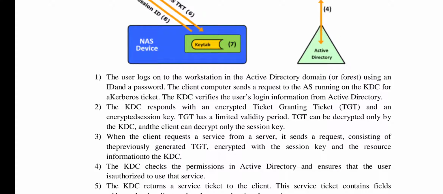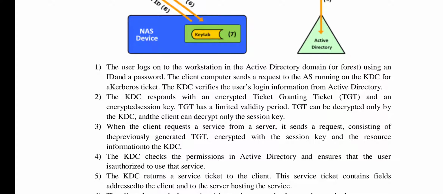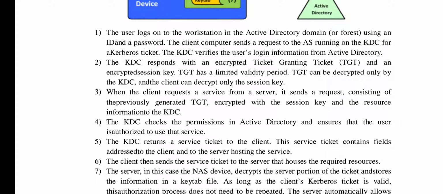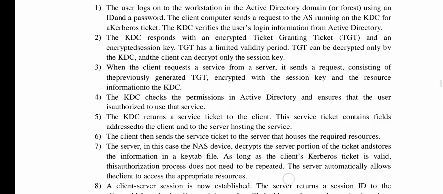It has an encrypted session key and a limited validity period. Then when the client requests a service from the server, it sends a request consisting of the previously generated TGT, which is encrypted with the session key, and the resource information. So you can see TGT plus the session key information going to the KDC, which checks the permissions with the Active Directory. As you can see, the fourth step is checking with the Active Directory, and the KDC returns a service ticket to the client. Number 5 is the return of the service ticket.